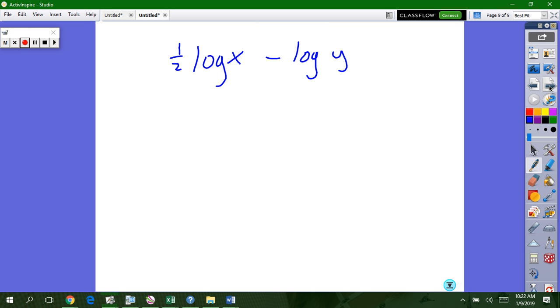Okay, we are going from expansion to condensing. This one's a very simple one. Ready, set, try. Condense, condense, condense.